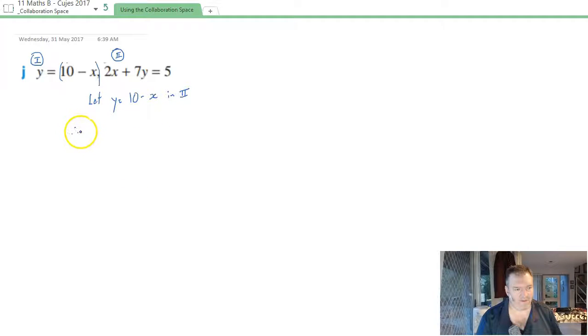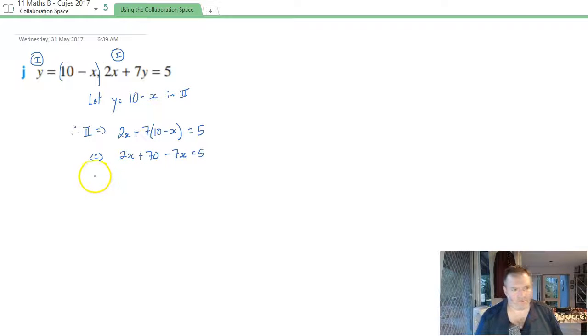So therefore, what does equation 2 become? Well, I've still got 2x plus 7, and instead of y, I'm just going to replace it with 10 minus x. And that's equal to 5. Now it's just an equation with one variable, so we can solve that pretty easily. I've got 2x here. Expanding the bracket, I've got plus 70 minus 7x, and that's equal to 5.